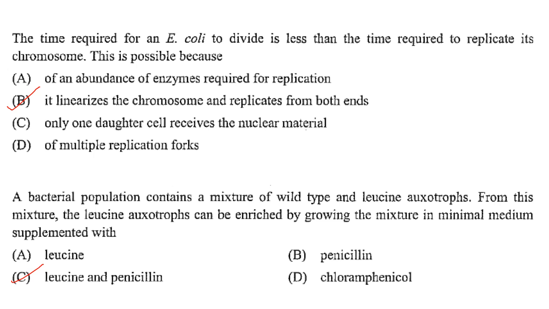So in the minimal medium, the prototrophs will divide, and because of penicillin they will be killed. But auxotrophs will survive because they are unable to divide, since there is no supplementation of leucine. Now what you do is you wash the cells and then plate the washed cells on a minimal medium with leucine. So the answer here is option C, that is leucine and penicillin.